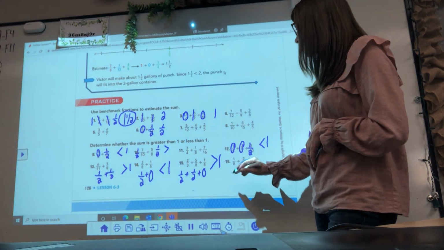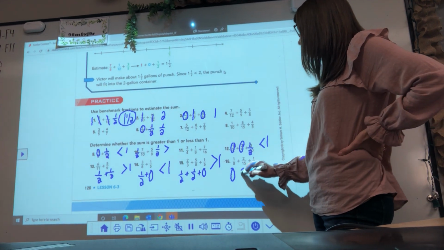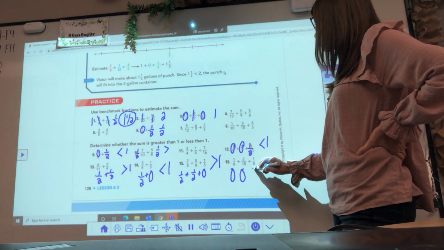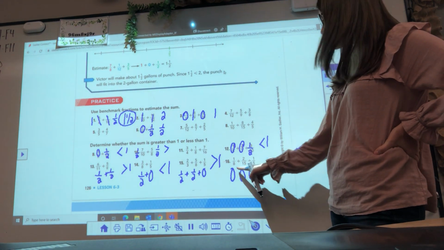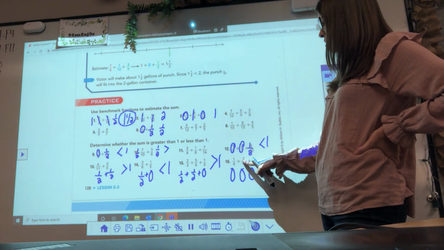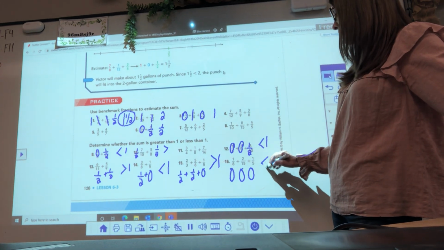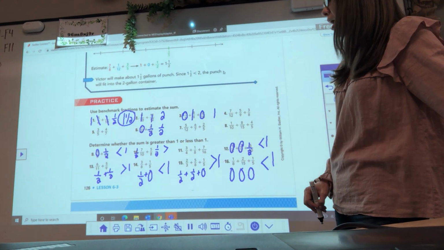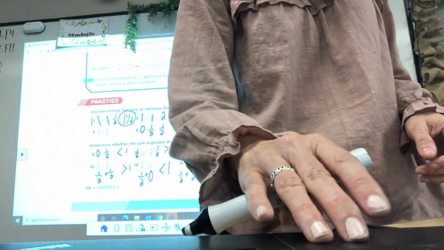Last one. 1/8 is closest to 0. 2/5 is closest to a half. 1/5 is closest to 0. 0 plus 0 plus 0 equals 0. Well, my answer is actually going to be a little bit more than 0, right? This is a little bit more than 0, a little bit more than 0, a little bit more than 0, so my answer is going to be a little bit more than 0. But my answer is still going to be less than 1, right? Okay, so I think you all got that.